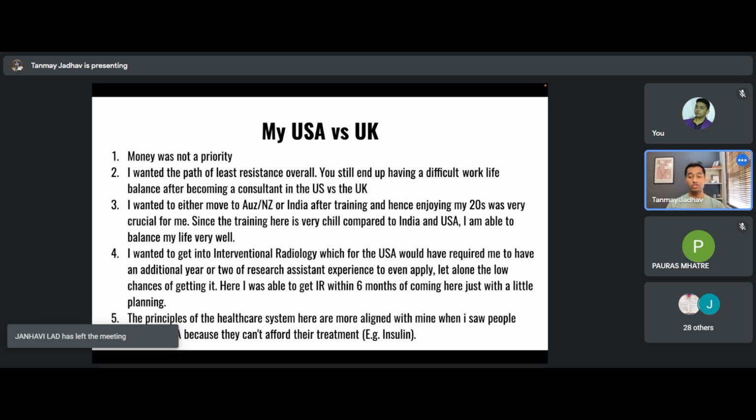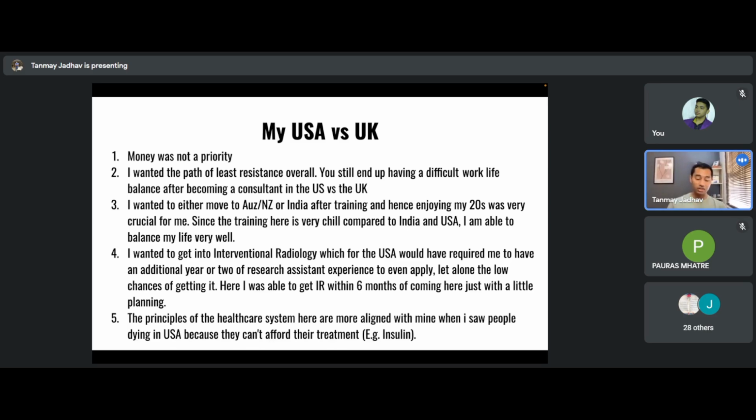And enjoying my 20s was very crucial for me. If I'd done it in India, you guys know what the residents are like. They basically have no life for 3 years. And then if you do it in the USA, it's also, again, very busy, and it's a lot of effort, which does curtail a lot of the enjoyment. Obviously, I don't know enough of that to comment. So I'm able to balance my life quite well here.